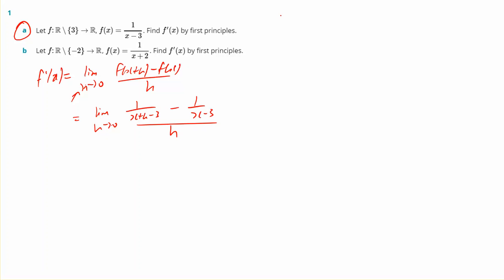Now, we have a fraction that we need to combine together. So the x plus h plus 3, and 1 on x plus 3. We want to combine this to the same denominator. Now, they're both going to agree if I multiply the denominators together. So we go x plus 3, x plus h plus 3.